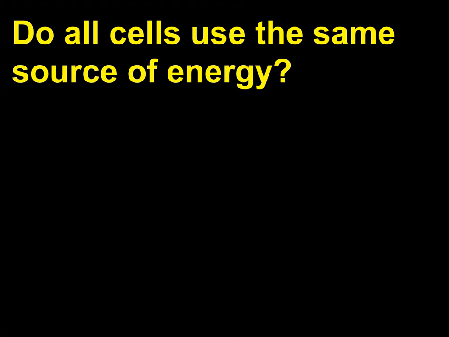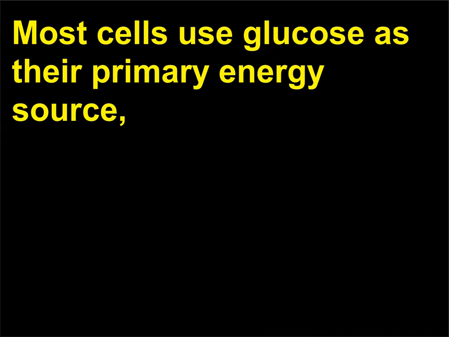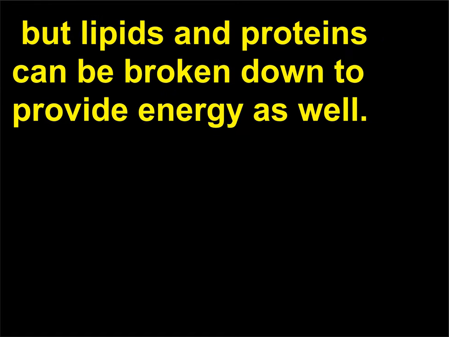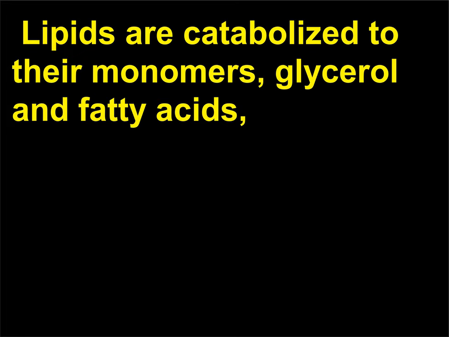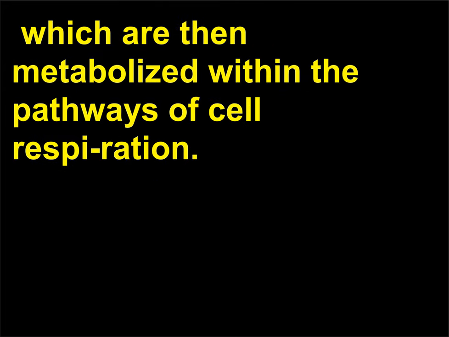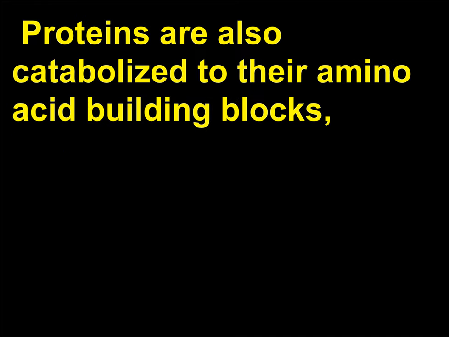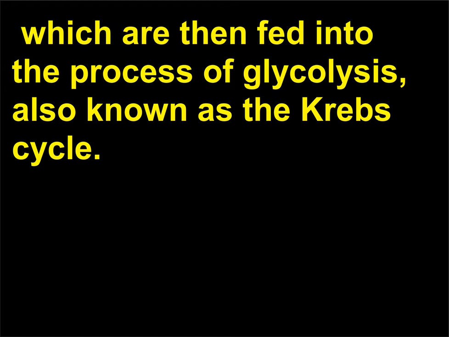Do all cells use the same source of energy? Most cells use glucose as their primary energy source, but lipids and proteins can be broken down to provide energy as well. Lipids are catabolized to their monomers, glycerol and fatty acids, which are then metabolized within the pathways of cell respiration. Proteins are also catabolized to their amino acid building blocks, which are then fed into the process of glycolysis, also known as the Krebs cycle.